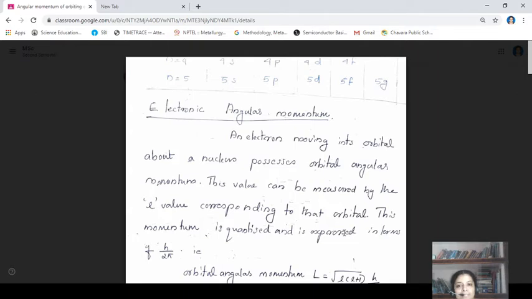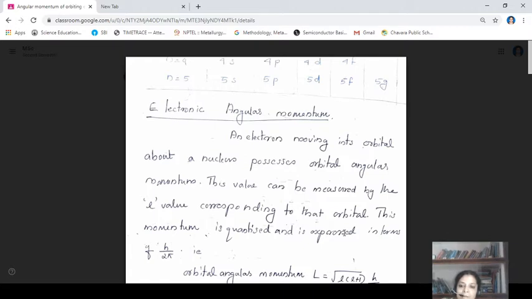So in this class we are going to see about the electronic angular momentum. An electron revolving around the nucleus possesses both orbital as well as spin motion, and corresponding to that there will be an orbital angular momentum as well as spin angular momentum. First we will see the orbital angular momentum.